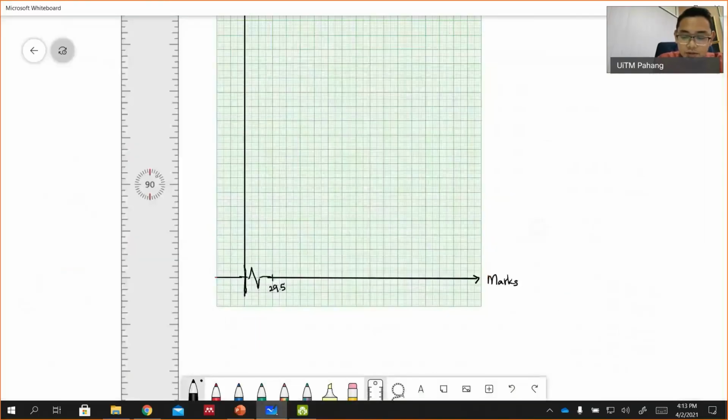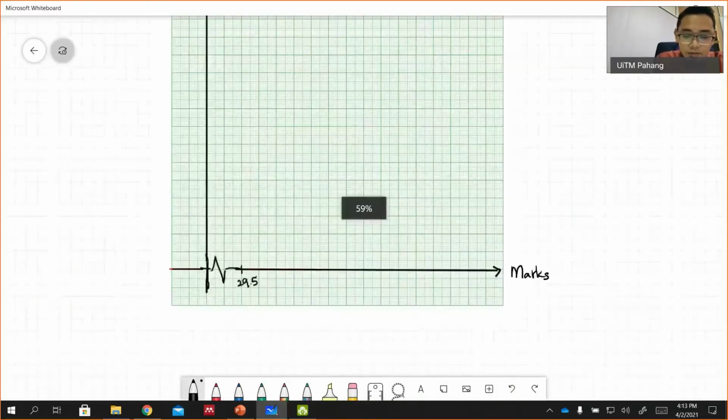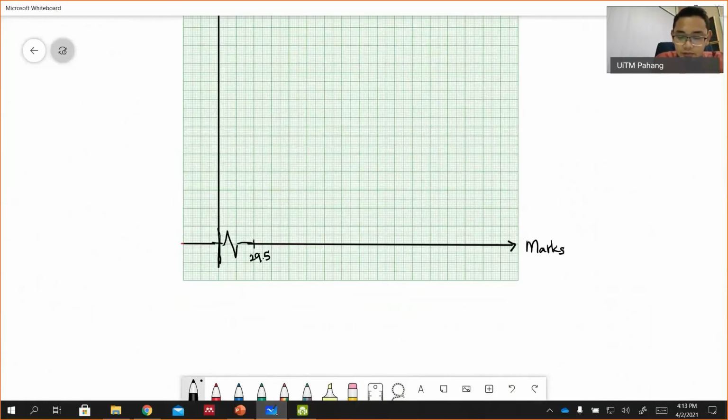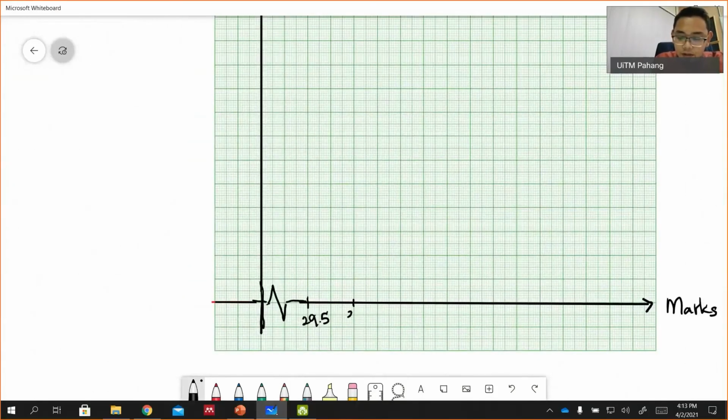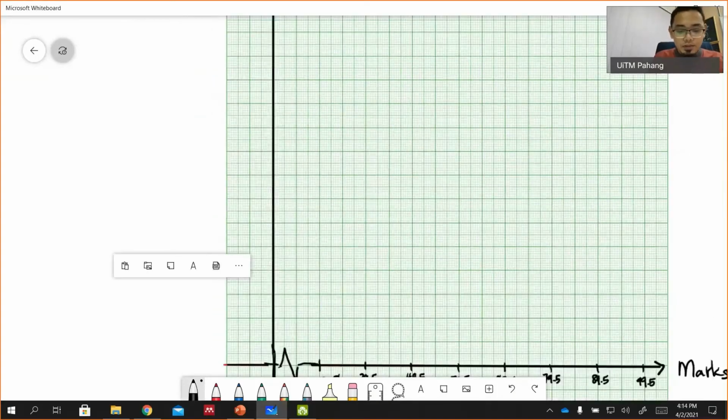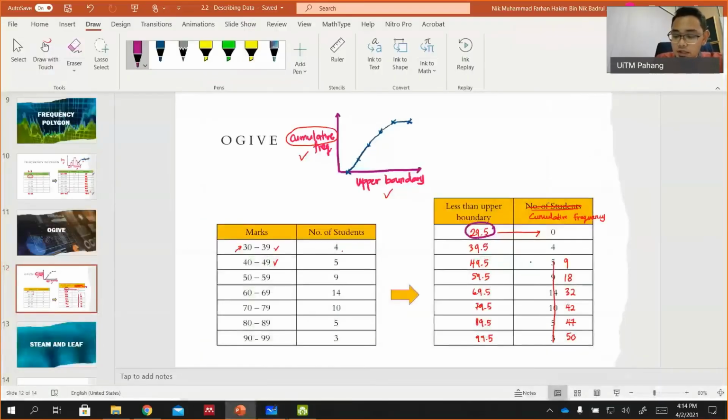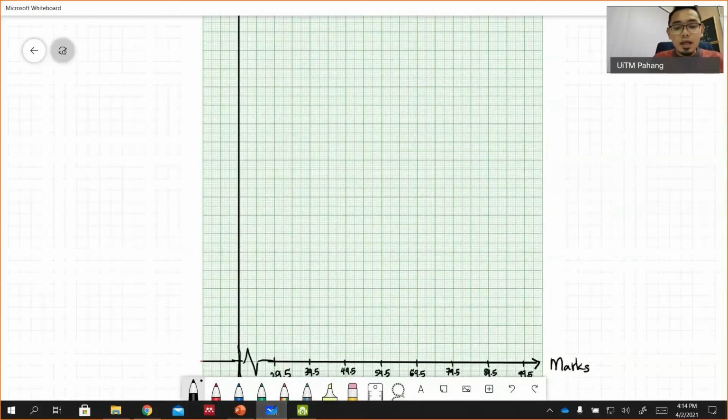Let's zoom in. We have 39.5, and then 49.5, 59.5. Please note these are all the upper boundary values. 69.5, 79.5, 89.5, and the last one will be 99.5. These are the values that you put against the cumulative frequency. The largest value here is 50, so we have to consider our graph paper to be included until 50.